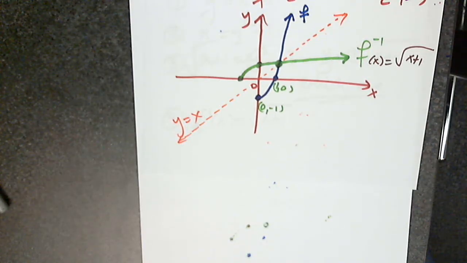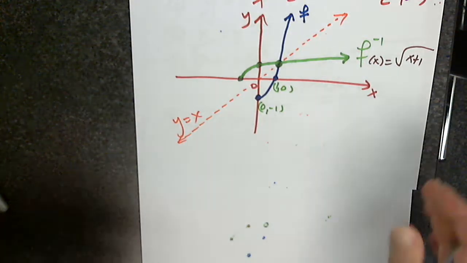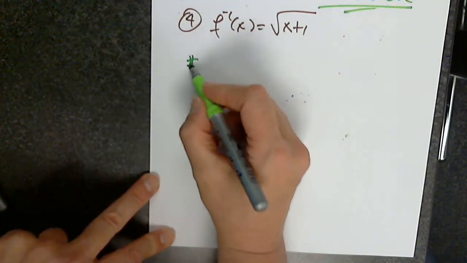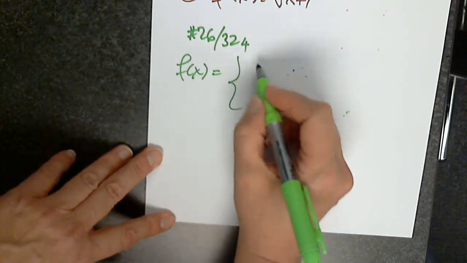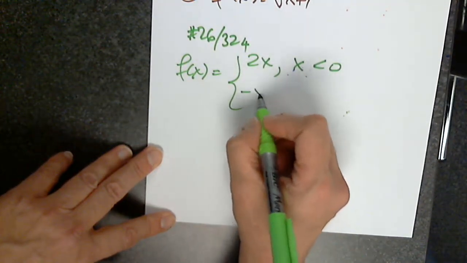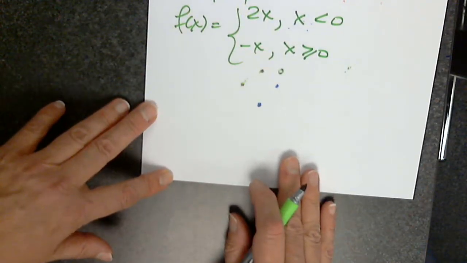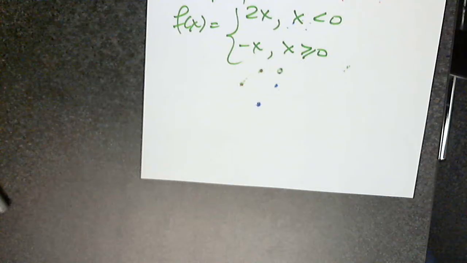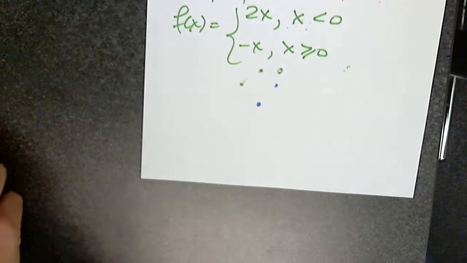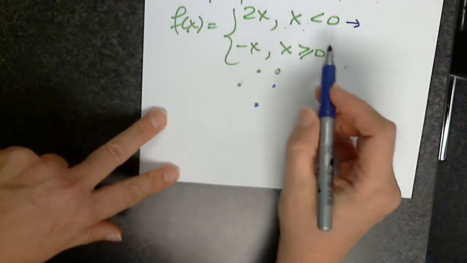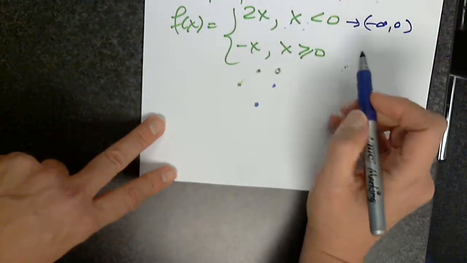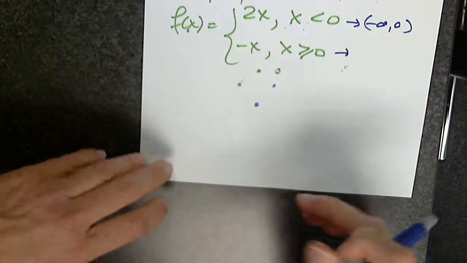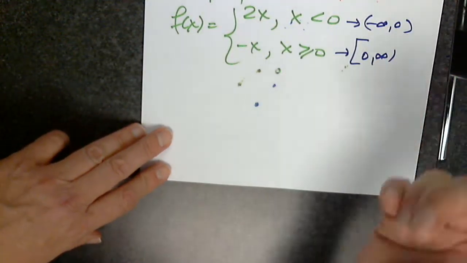Right. So let's say problem 26 on page 324. We have f of x, 2x for x less than 0, negative x for x greater than or equal to 0. When I'm asked to graph a function, what is the first thing I have to determine, without which I can't even start? Domain. Very good. So here I know that this can be replaced by negative infinity, 0. Would you agree? And here, this one can be replaced by bracket to infinity.